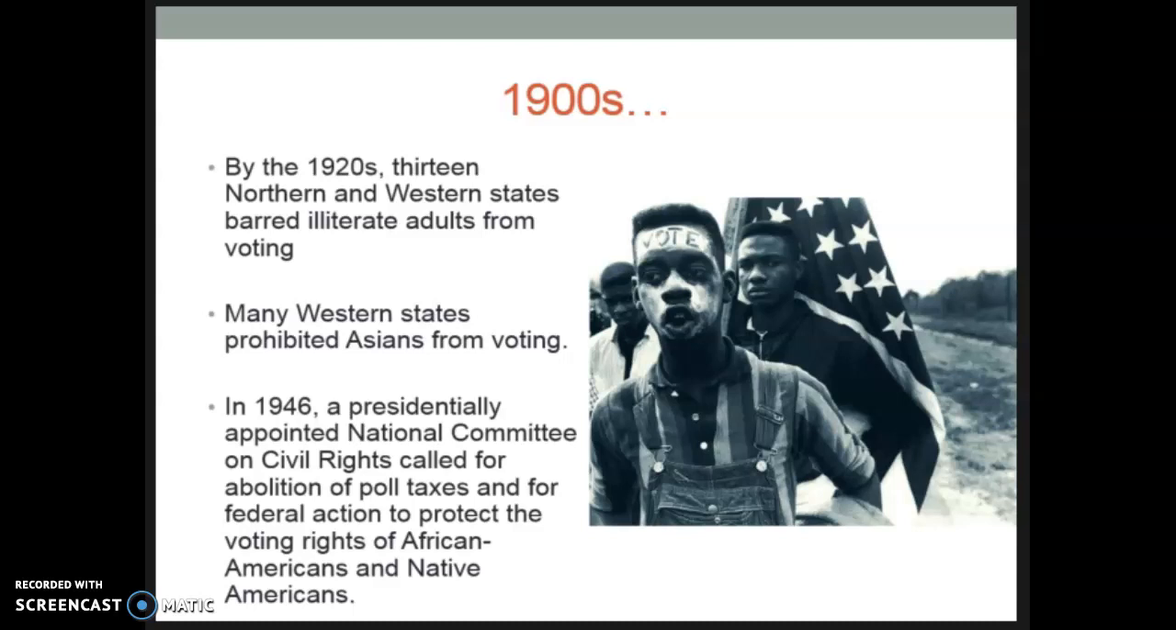In 1946, a presidentially appointed National Committee on Civil Rights called for the abolition of poll taxes and for federal action to protect the voting rights of African Americans and Native Americans. Of course, it would be many years before that was actually written into law.